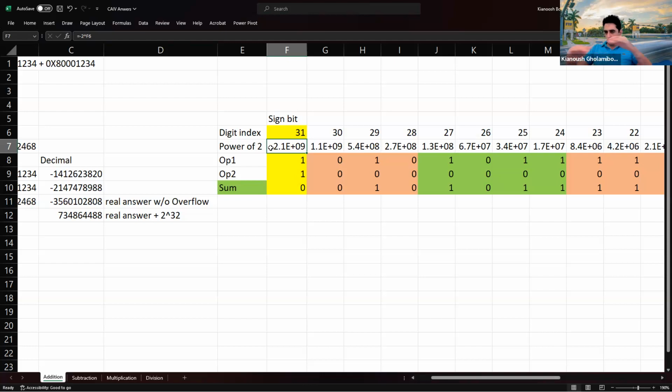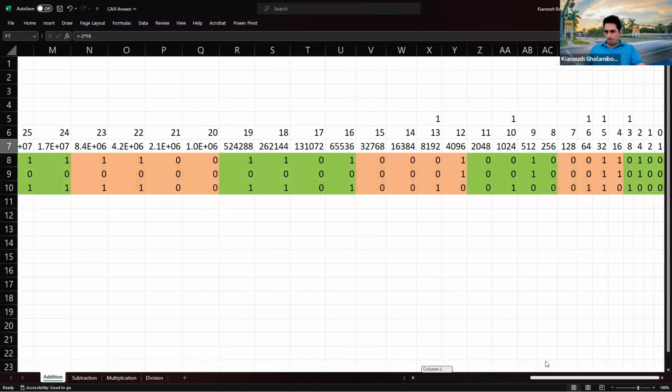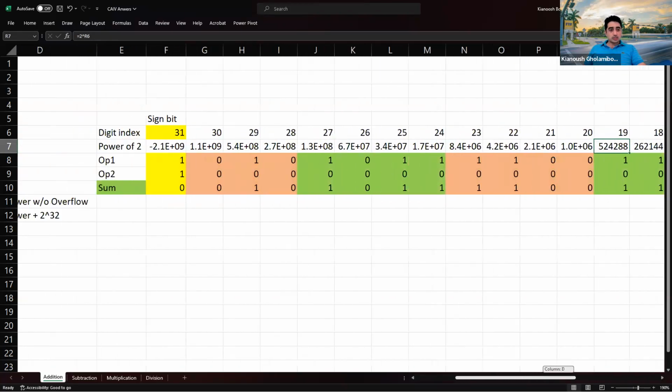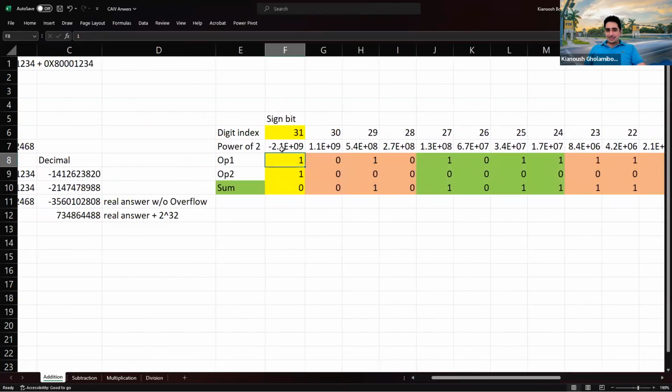First, you write down all the powers of 2 for all the bits, and then these powers become weights of every single bit. The weight of this bit is 1, the weight of this bit is 2, the weight of this bit is 4, the weight of this one is 16, 32, 512, and the weight of this one is 524,288, so on and so forth. The weight of the last bit is negative 2 to the 31, and that's how 2's complement is converted to decimal.